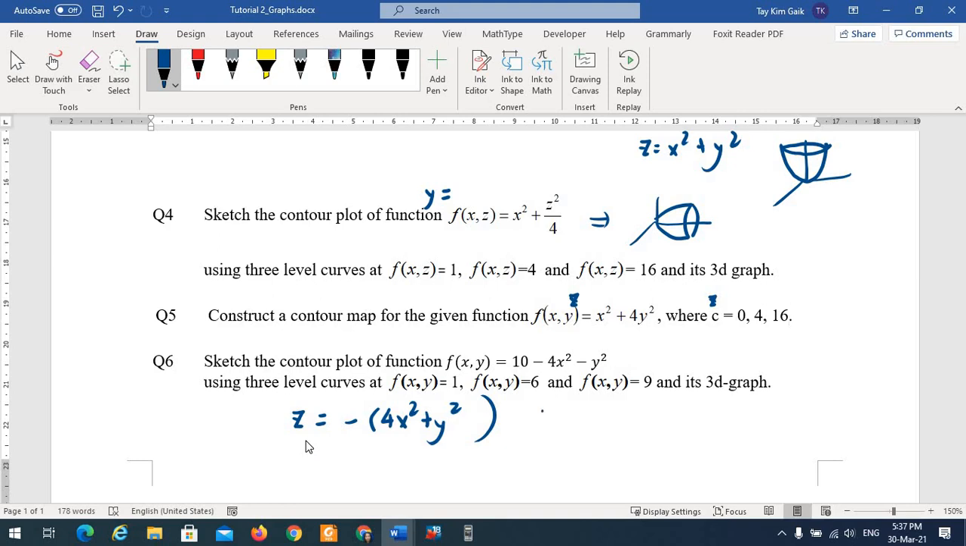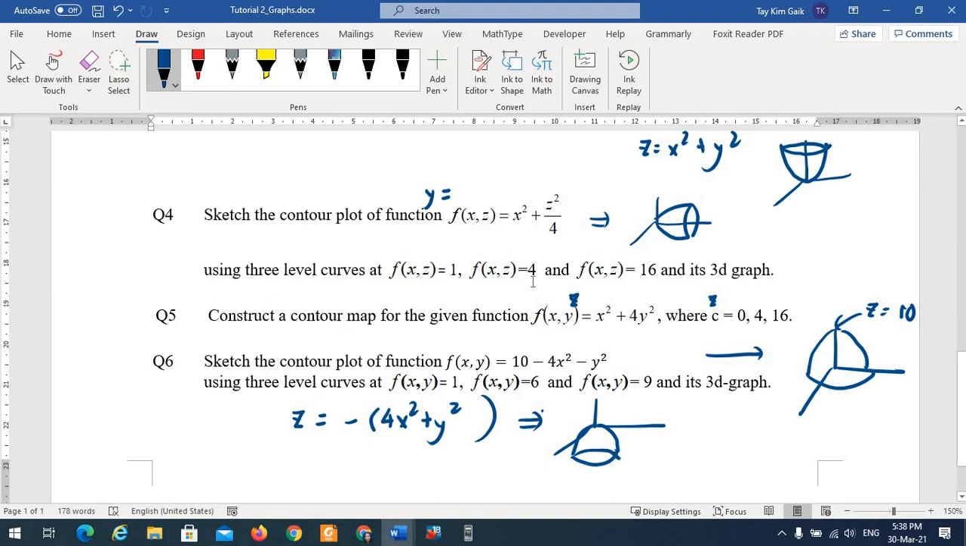Okay, so for this one, the graph is a paraboloid at the bottom. And then later on, add with 10. So your paraboloid will be shifted up 10 units. So this is Z equal 10. So that's question 6.